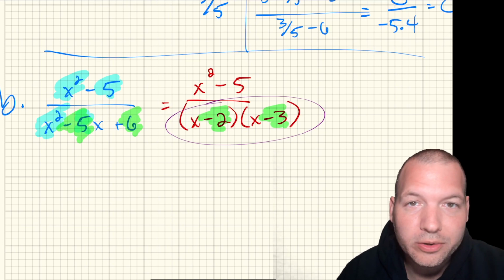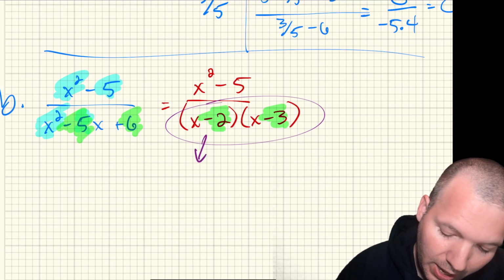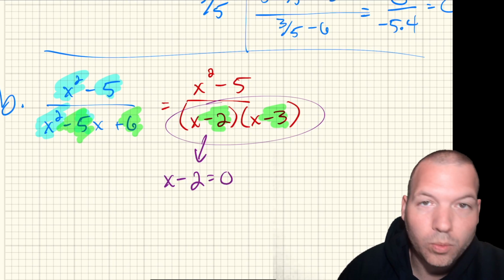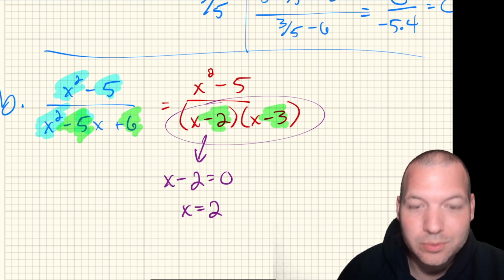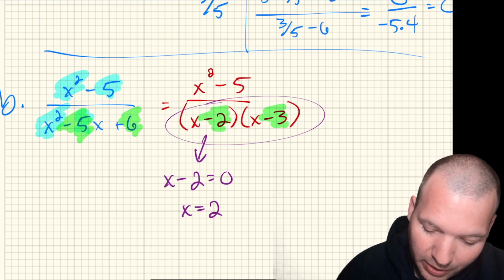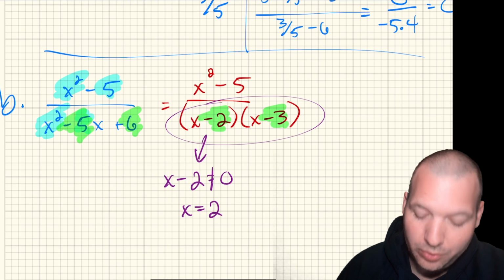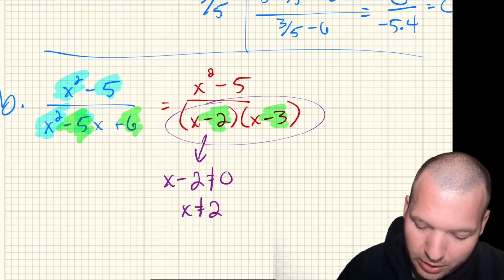Just like we did earlier this year with zero product property, I ask myself, if x minus 2 is 0, what is x? X must be 2. But again, in this case, what I actually want is for x minus 2 not to be 0. And so the same thing is true here. I don't want x to equal 2.